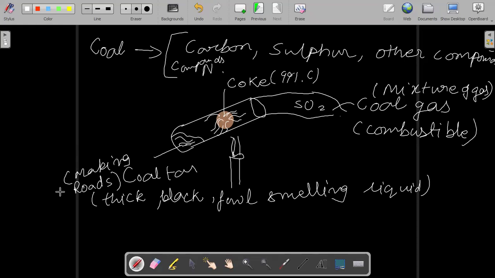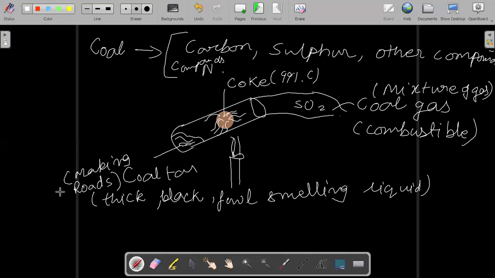Mainly, basically, when we burn the coal, we get these. No, not burning. We are not burning coal. If you burn coal, then everything will burn out. Coal tar will also start burning. It is also combustible. Everything will burn out. So we are not burning it, we are just heating it.